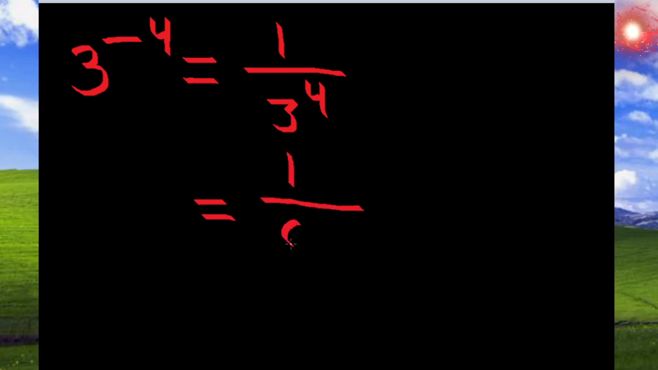When we have a negative, it simply means you invert. It's the inverse of this. So inverse means this is equal to 1 over 3 to the power of 4. We already know 3^4 is 81. So 1 divided by 81.